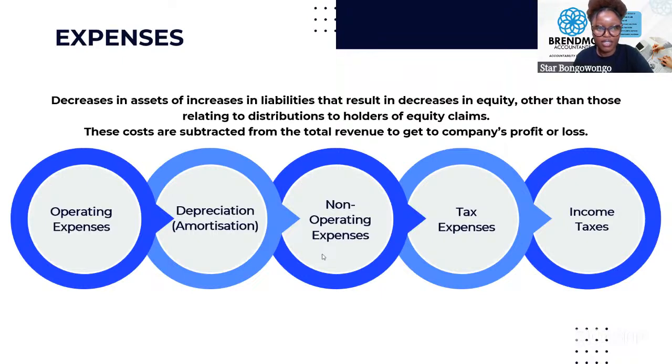So what we have in the expenses line item is that we've got operating expenses. So these are the day-to-day expenses. It could be your salaries, your water, your rental, and then your depreciation would be the assets that are capitalized.